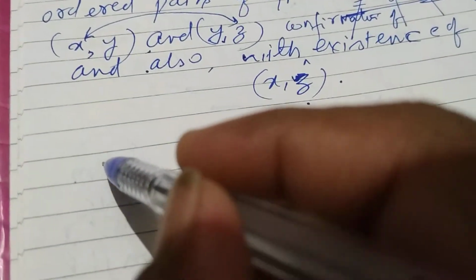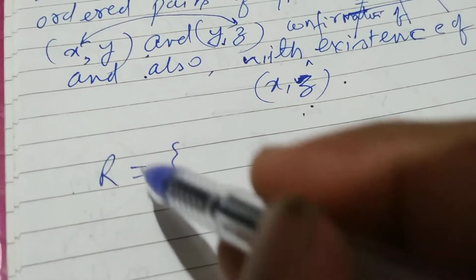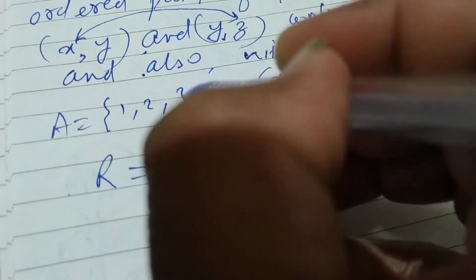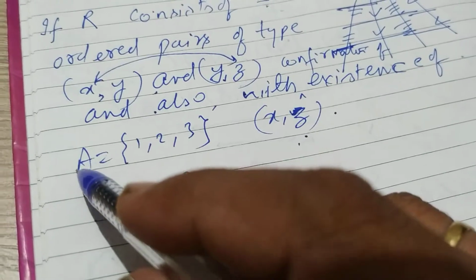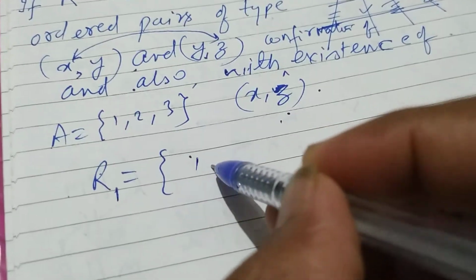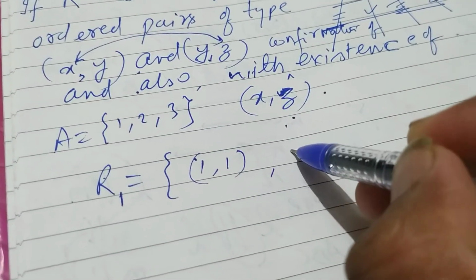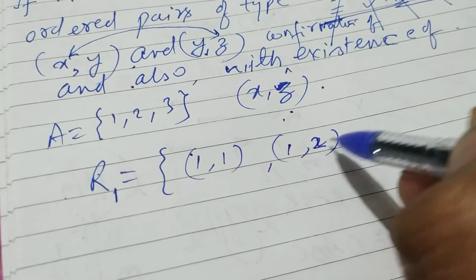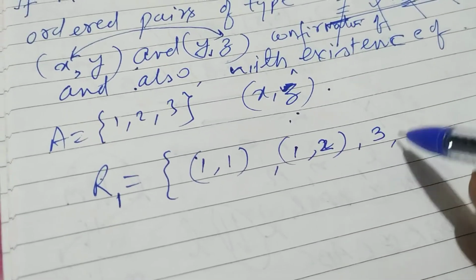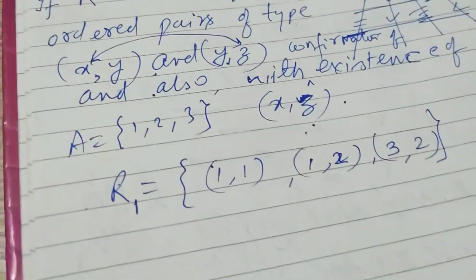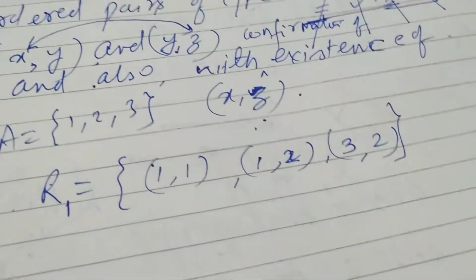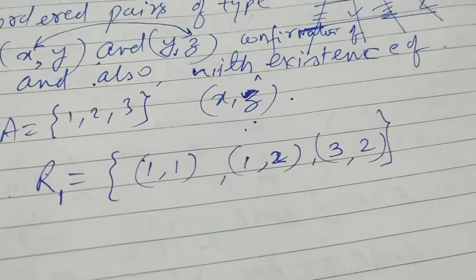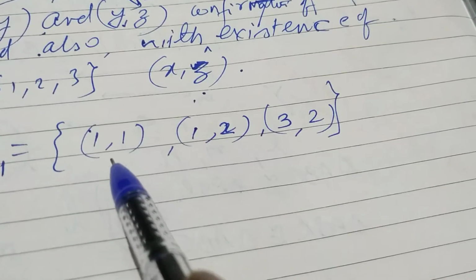That means if a relation R is there, irrespective of which set it is defined on. Suppose we are taking 1, 2, 3 only. Take the best example, set A. And if I say that relation R1 is defined on set A, then (1, 1) is there, (1, 2), then (3, 2). Suppose this is the set of ordered pairs R1. I want to ask whether R1 is transitive or not. So I will see.